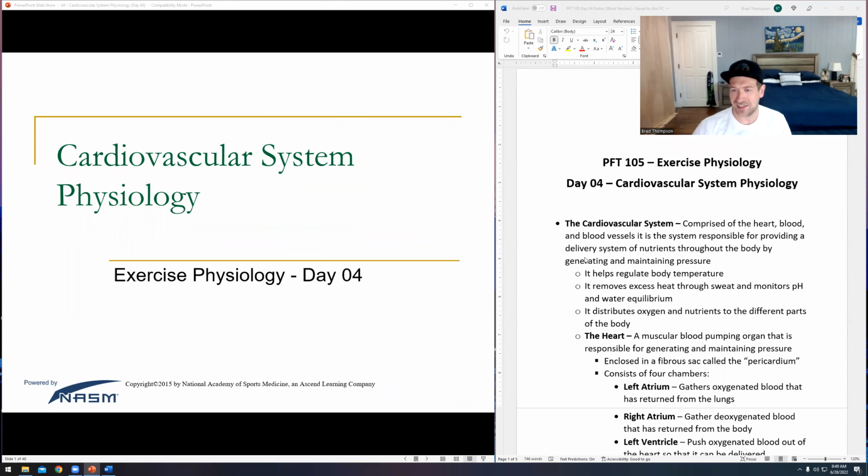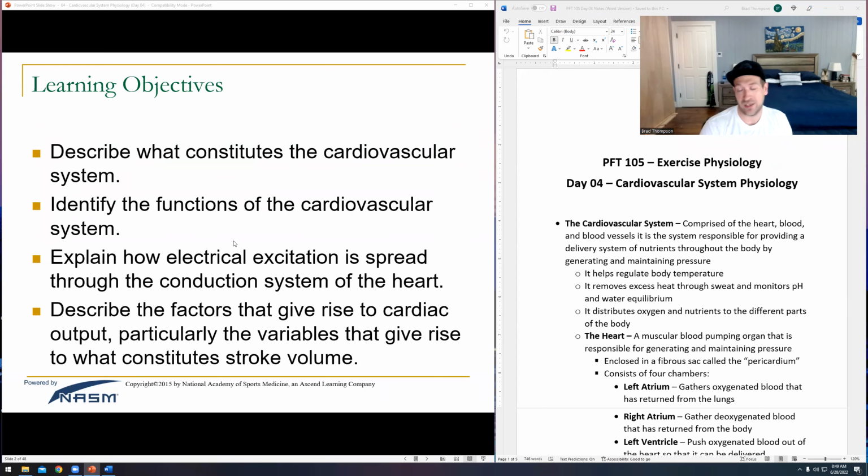So looking at the cardiovascular system today, the objectives are that we want to understand what constitutes the cardiovascular system. That's going to be your heart, your blood, and your blood vessels. Then we want to understand the functions of our cardiovascular system and what it does, the purpose behind it, and then we're going to talk about a very cool scientific process called electrical excitation, which is basically how electricity runs through your heart.